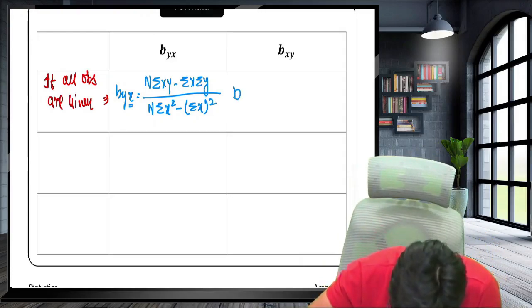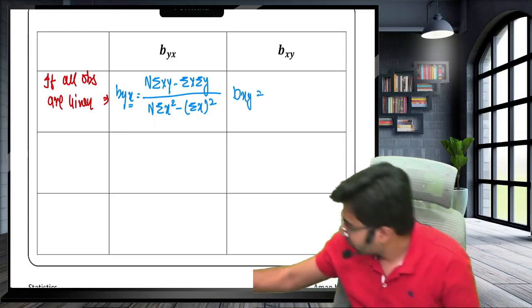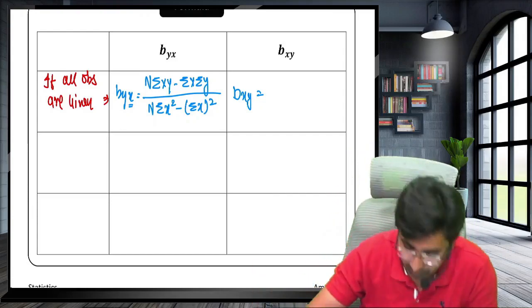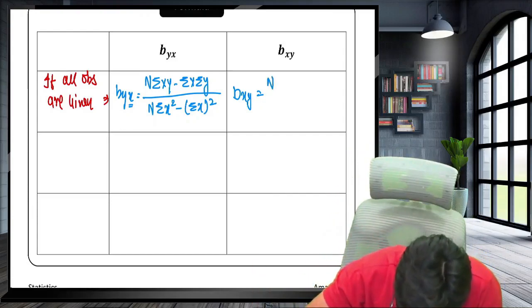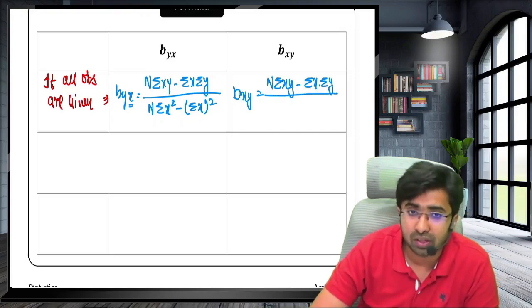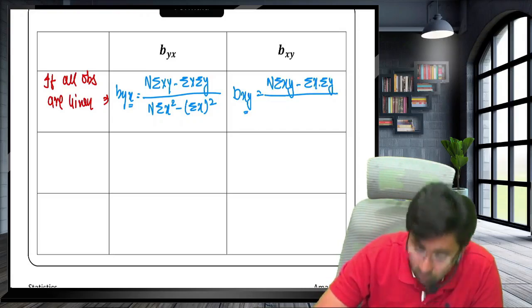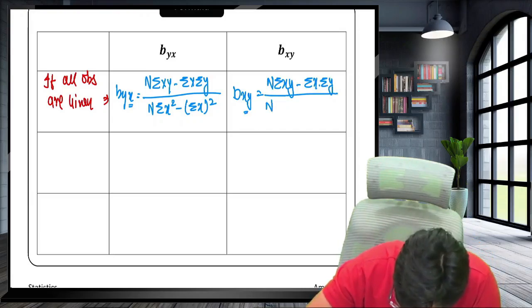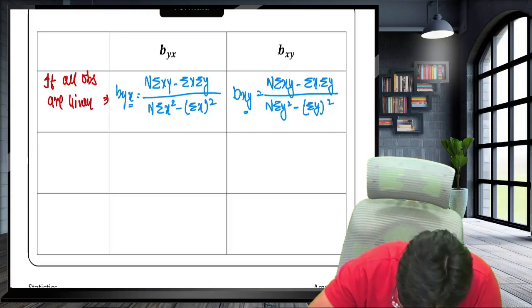What will be b x on y? It will be n summation xy minus summation x into summation y. The numerator will be the same. Now since it ends on y, in the denominator there will be n summation y square minus summation y whole square.